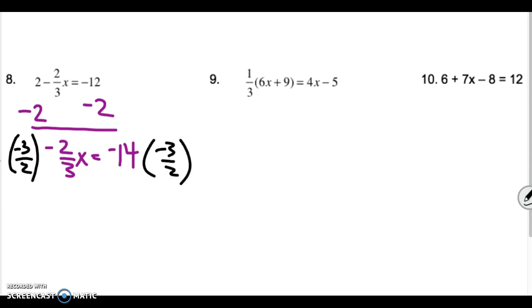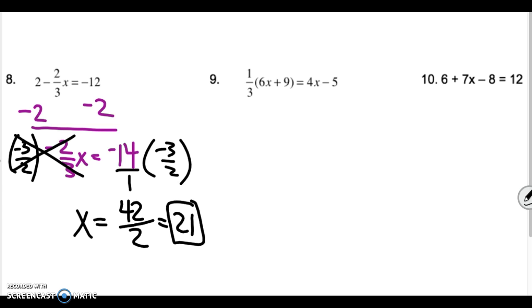Negative 3 halves. The reciprocal crosses off with its multiplied fraction. Changes into 1. So this becomes negative times positive. So it's going to become positive 42 over 2, which is equal to 21. 21 is the solution to number 8. All right, reciprocal comes into play there.